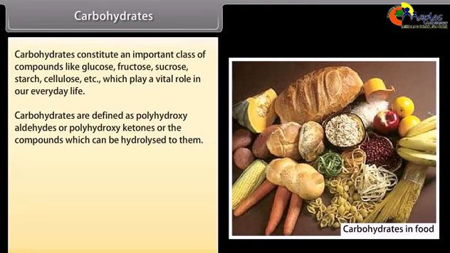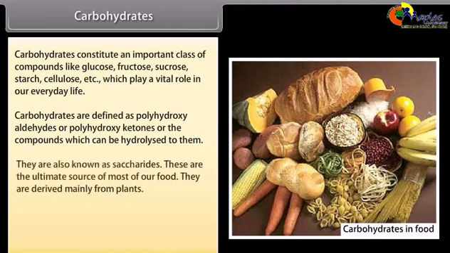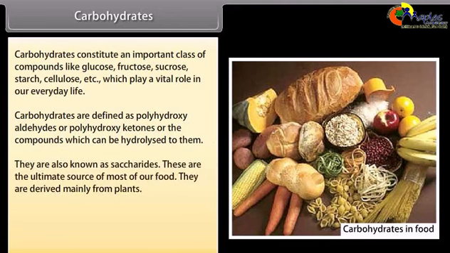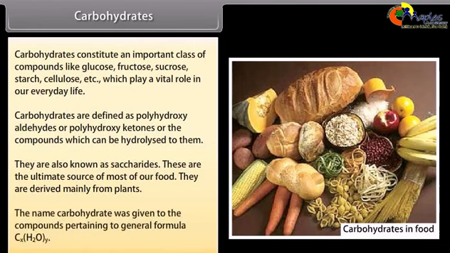Carbohydrates are defined as polyhydroxyaldehydes or polyhydroxyketones, or the compounds which can be hydrolyzed to them. They are also known as saccharides. These are the ultimate source of most of our food. They are derived mainly from plants. The name carbohydrate was given to the compounds pertaining to the general formula CxH2yOy.